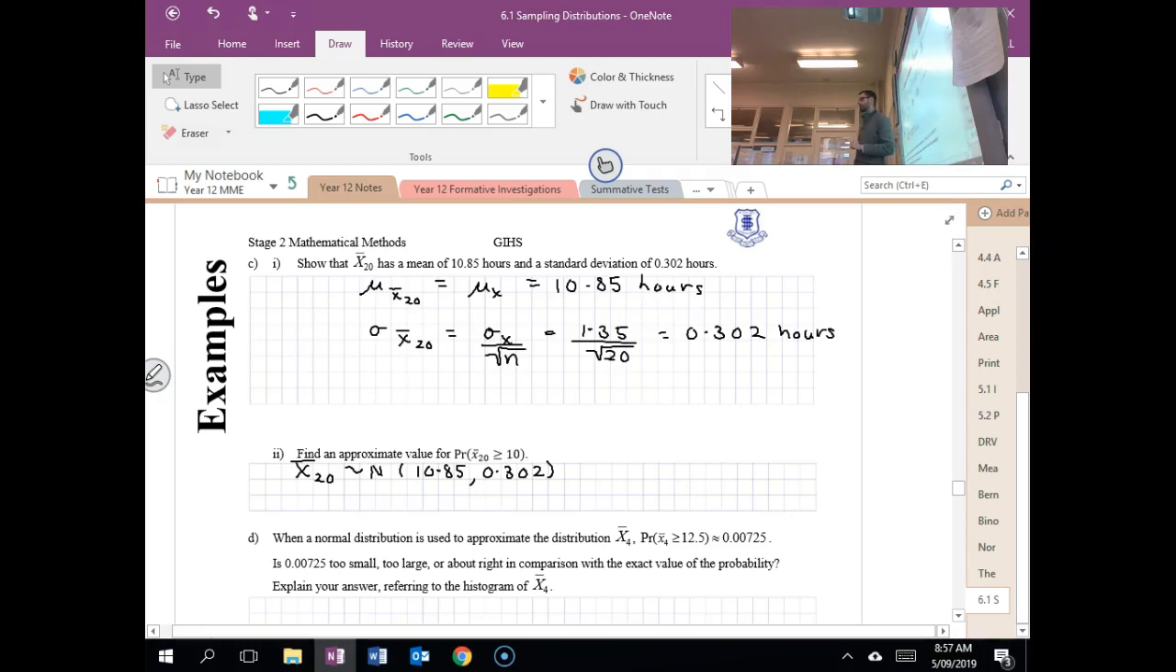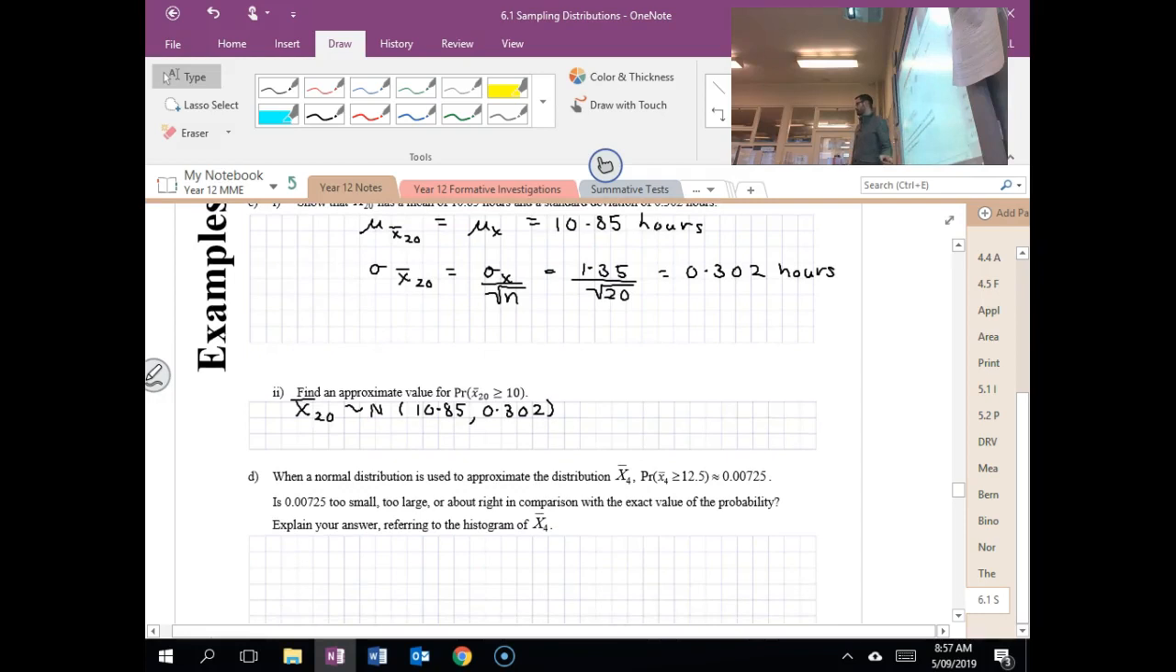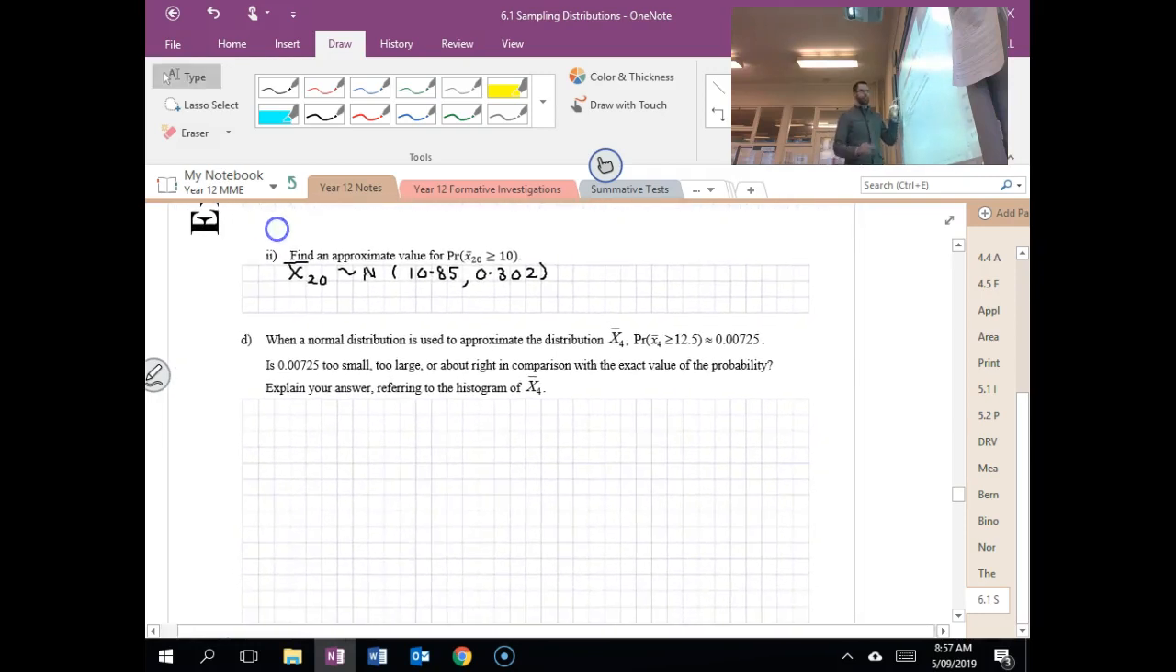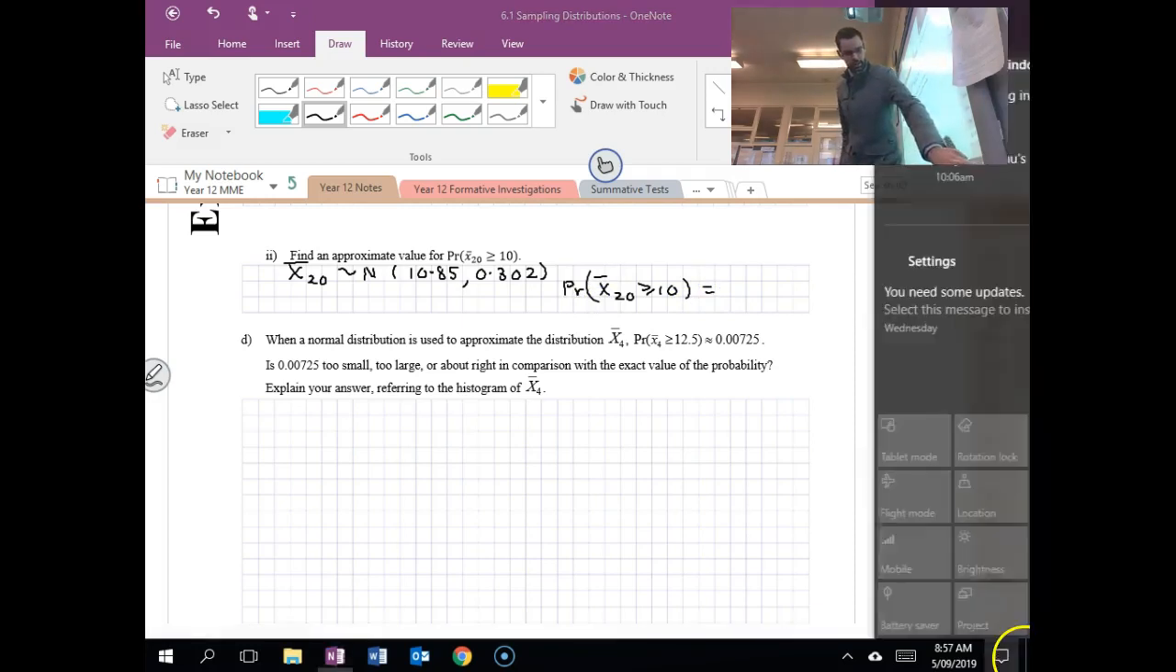They will supply you with some key information in some cases where you may not be able to find it, and you'll be able to use that in future parts of the question. So just always be on the lookout that you may be given what you need. So let's then just say the probability that x bar 20 is greater than or equal to 10 is equal to, well, if I go to my calculator, so everybody get your calculators out.